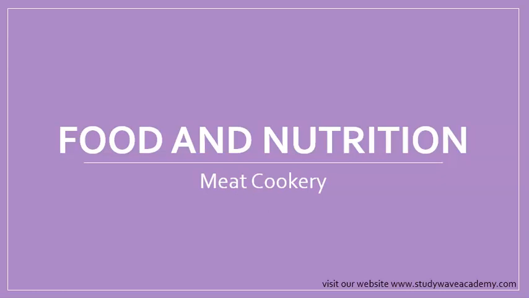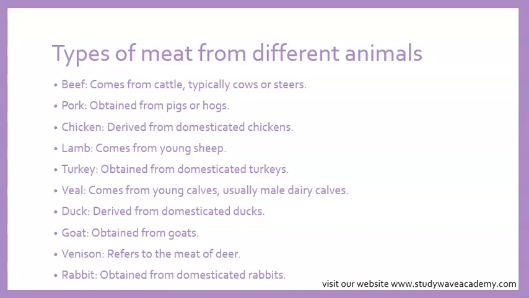We're going to be looking at the types of meat from different animals. We have beef. Beef comes from cattle, typically cows or steers. Another type of meat we have is pork, obtained from pigs or hogs. We also have chicken, derived from domesticated chickens. Then lamb comes from young sheep. We also have turkey, obtained from domesticated turkeys. Another type of meat we have is veal, which comes from young calves, usually male dairy calves.